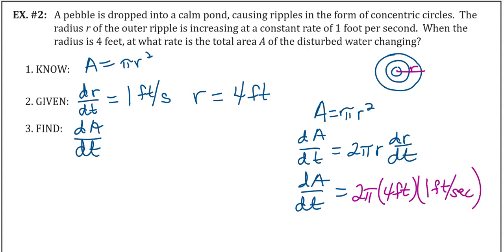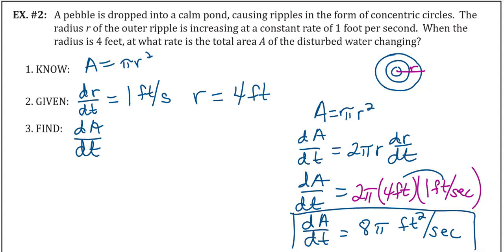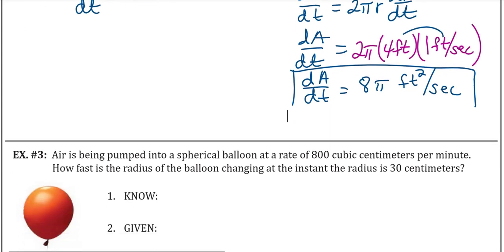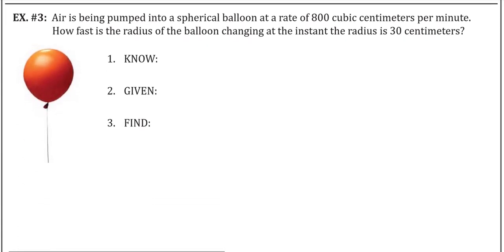Okay, multiplying that out, we get that dA/dt is equal to 8 pi, and so we have feet times feet, feet squared per second, which is what we would expect for rate of change of area. Area is square units, so we have square units. So that's our answer to example 2. I'll do one more, and then I'll stop this video, and I'll finish in the next video.